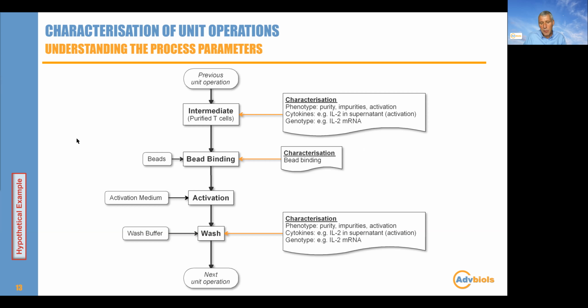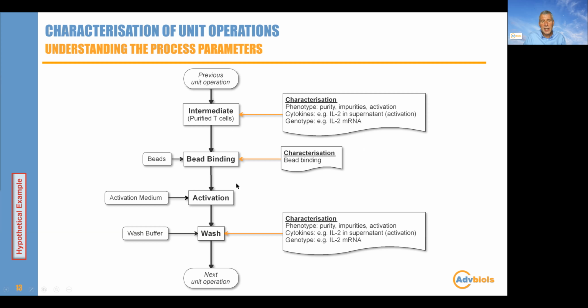So let's go back to this idea of the step of activation. The sorts of things you want to understand as parameters for this step might include some of the following. For the beads, you might want to work out the ratio of target cells to beads to optimize. You might find that it doesn't matter how many beads you add, it doesn't alter the activation, but it will cause you problems with downstream clearance of those beads. So there may be considerations beyond the particular unit operation.